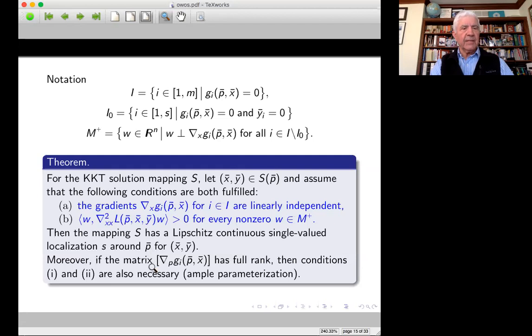Moreover, it could be proven that if this matrix here has full rank, then these conditions 1 and 2, this is A and B, are not only sufficient but also necessary in order to have this thing here. So what is the difference here? The difference is that now, and this is a classical thing, we get rid of the strict complementarity slackness, and we have the same conditions as in the Fiacco-McCormick theorem.